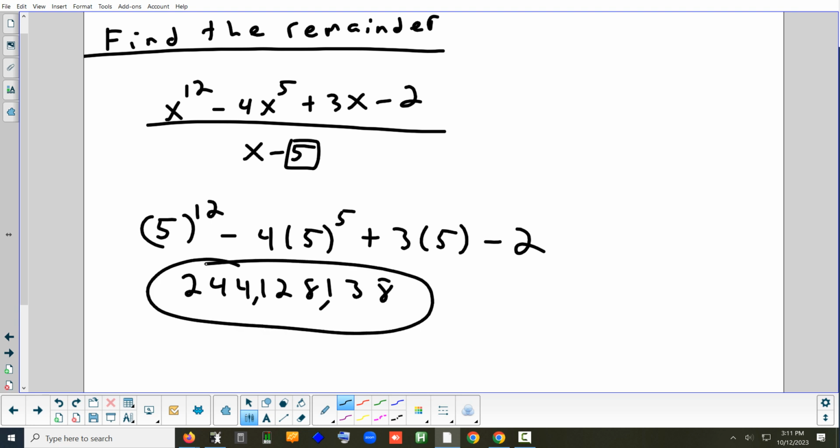So that would be the remainder if you tried to do that out. So definitely not feasible to do with long division or even synthetic. I mean, look how big that number is. You're going to mess something up, because you have to put in all the zeros from the 12th power all the way down for the terms you're missing. So that's the remainder theorem. Any questions on that?